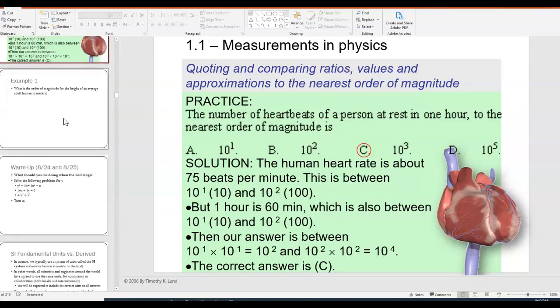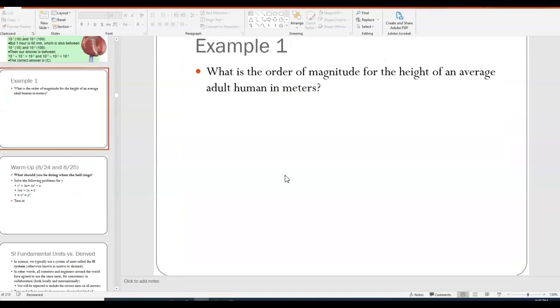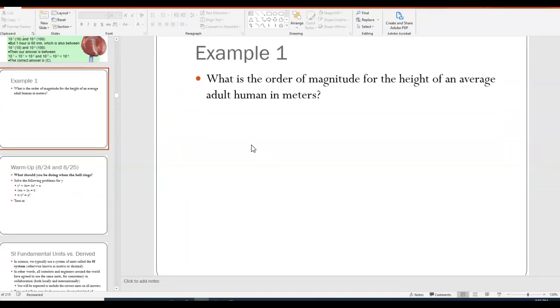And just one more quick order of magnitude question. See if you can figure this out. What is the order of magnitude for the height of an average adult human in meters? Now, you might not know what a meter is. A meter is a little more than a yard. So see if you can figure that out. What is the order of magnitude for the height of an average adult human in meters?